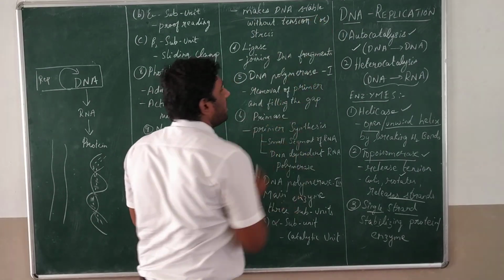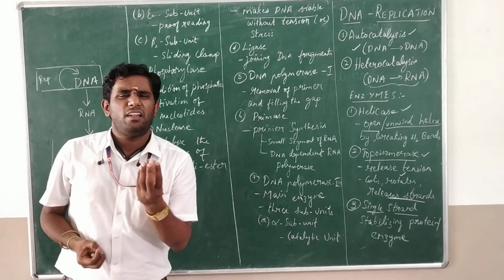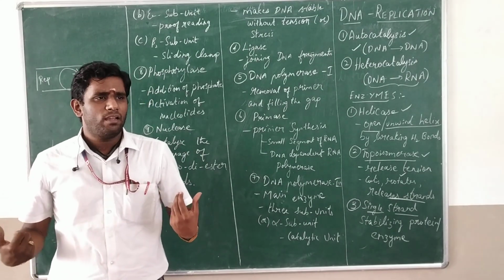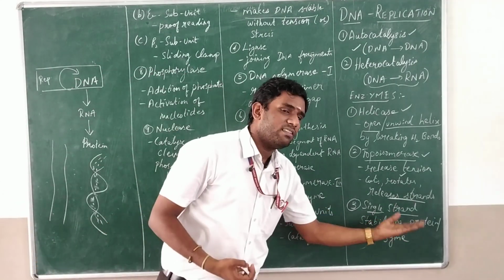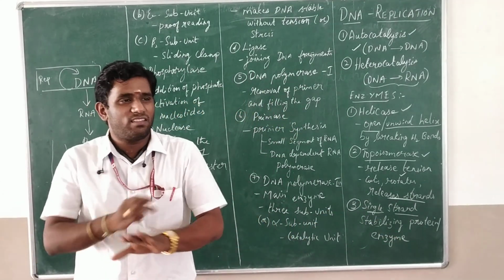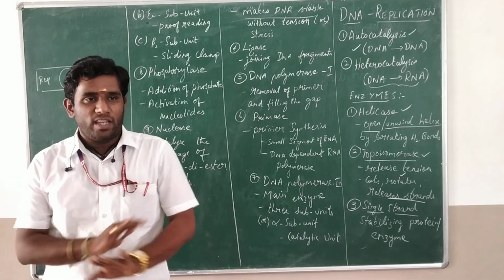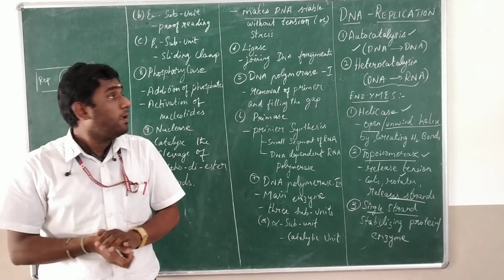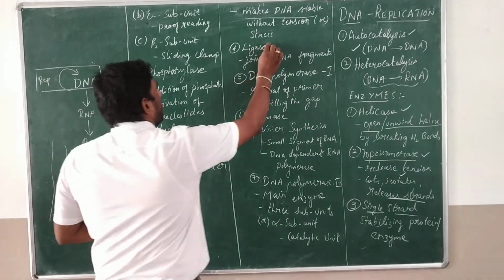They make the DNA stable. If there is any final little bit tension or stress in the strand, that has to be removed completely. And who does that? The single strand stabilizing protein makes sure that the DNA is completely stable. It is free of stress. It is free of any kind of tension. Is it clear?